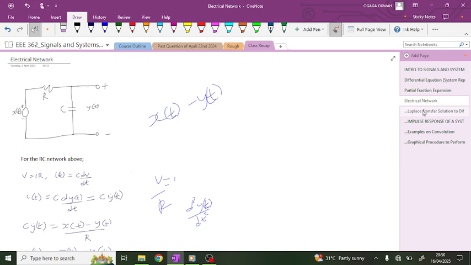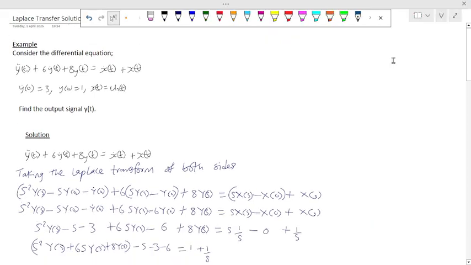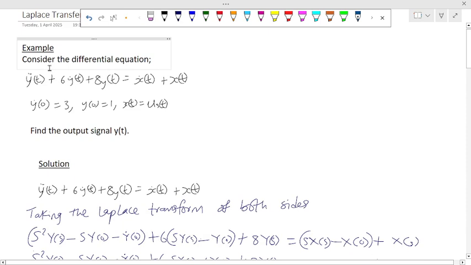So now in this video, let's assume that this differential equation represents a system. This differential equation represents a what? A system. So what we want to do now is to solve the differential equation, assuming we've gotten the differential equation from the system. Now take this as the differential equation. Now find the output of the system. Consider this differential equation.